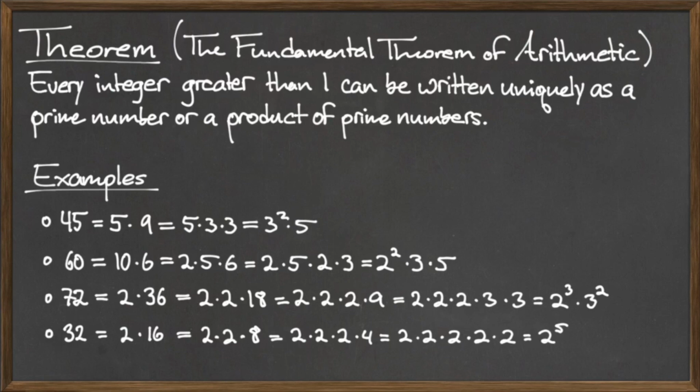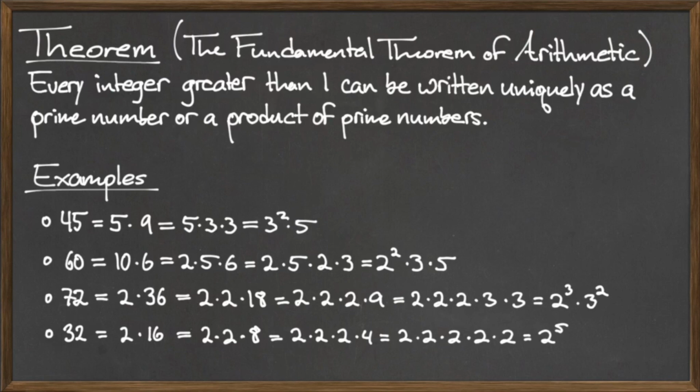Similarly, the number 60 is equal to 10 times 6. Neither 10 nor 6 are prime. However, we can write 10 as 2 times 5, and 6 as 2 times 3. 2, 5, and 3 are all prime, so the number 60 has a unique prime factorization of 2 squared times 3 times 5. We can continue this process for any integer greater than 1.